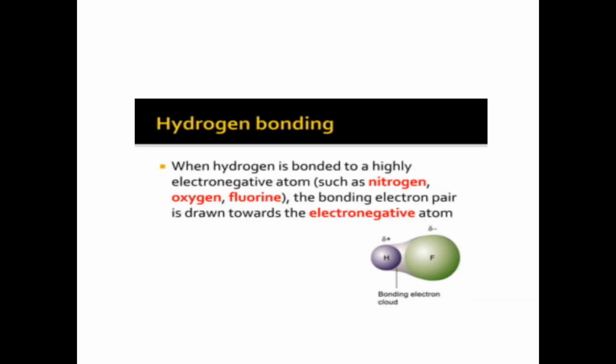Let's look at hydrogen bonding. Hydrogen bonding is usually formed when hydrogen is bonded to a highly electronegative atom, such as nitrogen, oxygen, and fluorine. The bonding electron pair during this interaction is drawn towards the electronegative atom, like what we have seen in the picture that is below.